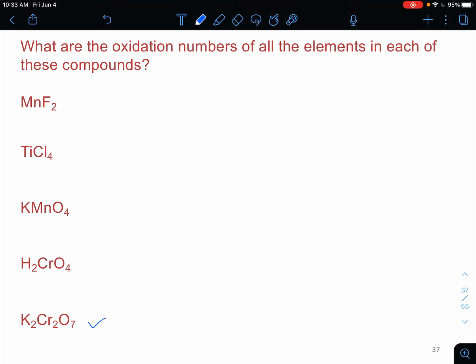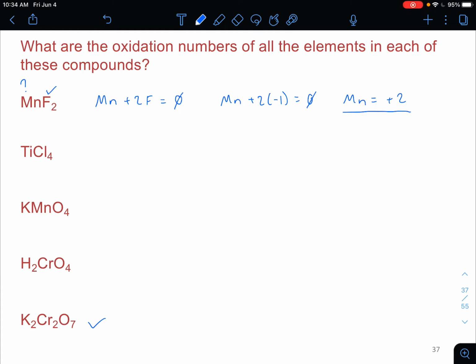So if we look at the first one, fluorine we know, manganese we don't know. And these are all neutral molecules. We'd say manganese plus 2 times the charge on fluorine, the oxidation number, equals 0. So that becomes manganese plus 2 times -1 equals 0. So that means manganese equals +2. For these simple ones, it kind of goes back to ionic compound naming, right? I should be able to look at MnF2 and say, fluorine makes -1 fluoride. There are 2 of them to make -2, so the manganese must be +2.